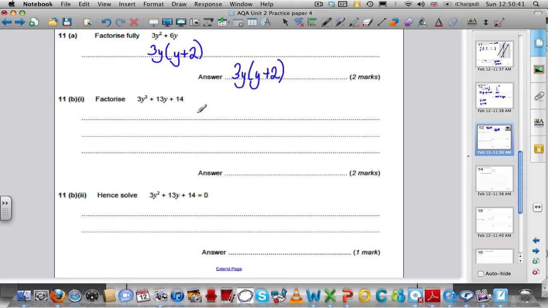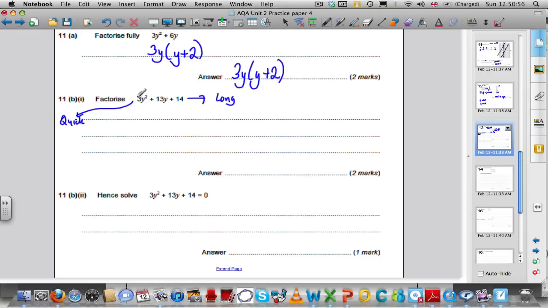Okay, factorise fully the following. There's a long way, but it's methodical and it's easy to follow. And there's a quick way, which is slightly more tricky and relies a bit more on practice. The long way, and it always works.